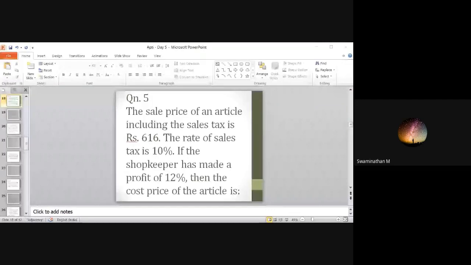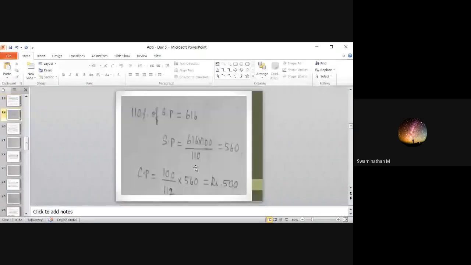500, okay. We'll see the answer. It's 500. 110% of selling price is 616. That is sales tax included. So 10%. So 110% of selling price is 616. So actual selling price of the article is 560.